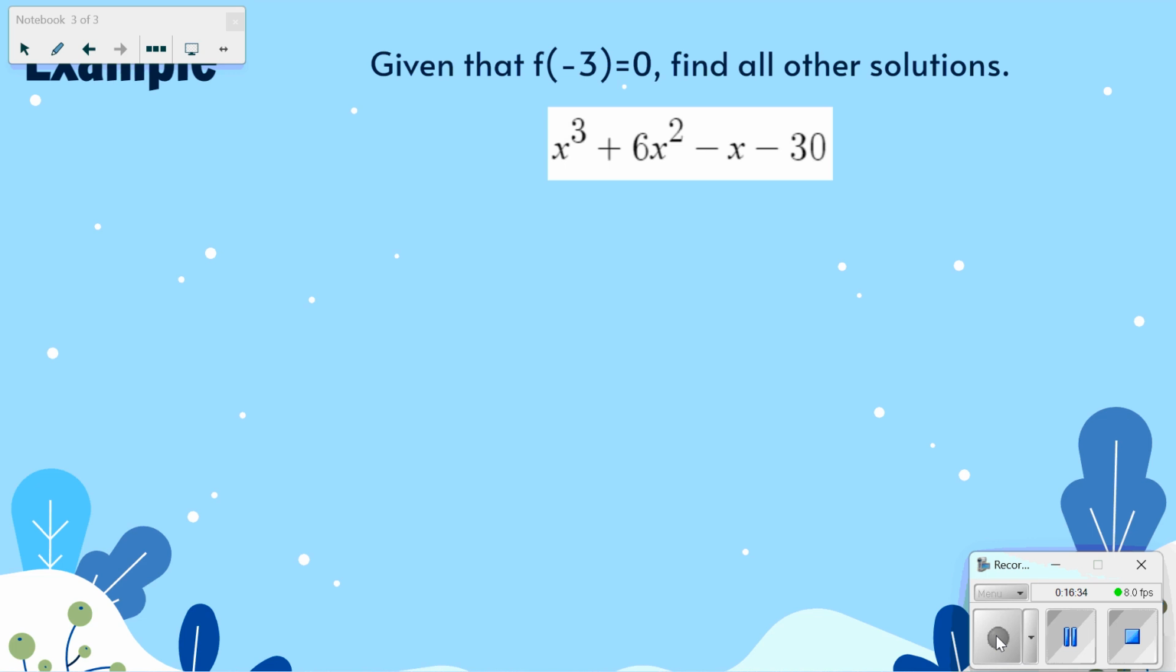But I am given that f of -3 equals 0. What can I do with that to help me find other solutions? What could f of -3 help me do so I can find my other solutions? Something we did a little bit in our warm-up this morning. Think back.